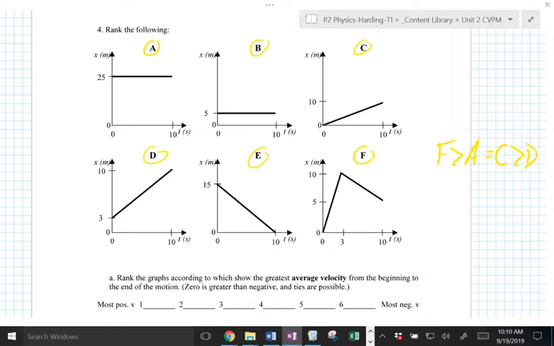Because this ranking goes from most positive to most negative. And so if you calculate the average velocity for E, you've got 0 minus 15 divided by 10 minus 0. So negative 15 over 10, you got negative 1.5 meters per second on the average velocity there. All right, next ranking.